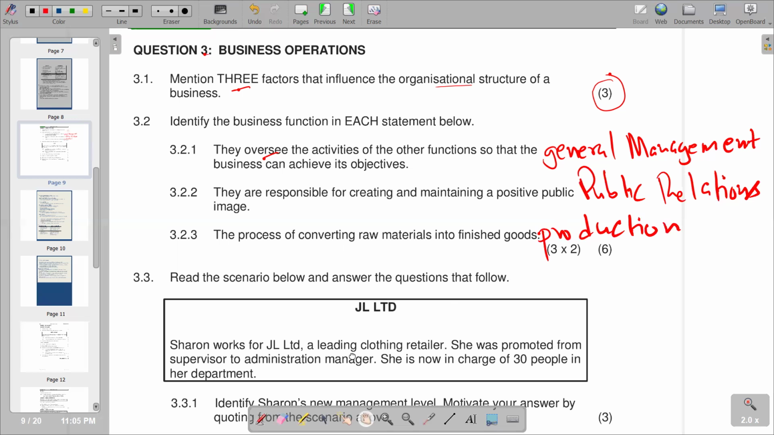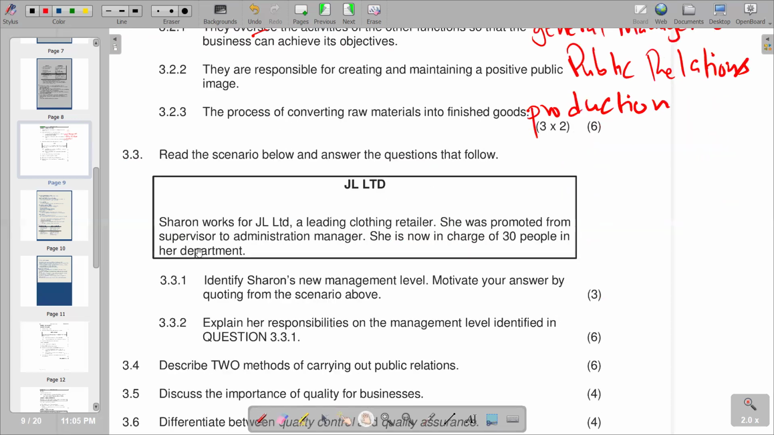So you are given a scenario in terms of JL Limited, and it is Sharon works for JL Limited, a leading clothing retailer. She was promoted from supervisor to administration manager. She is now in charge of 30 people in her department. So the first question is: identify Sharon's new management level. Motivate your answer by quoting from the scenario. So administration manager, this is the management level.